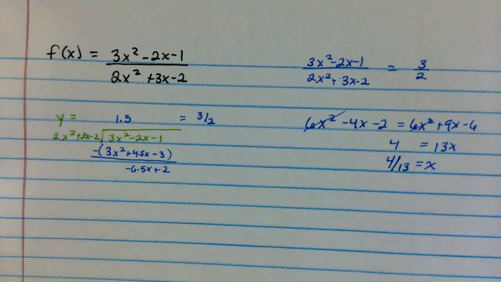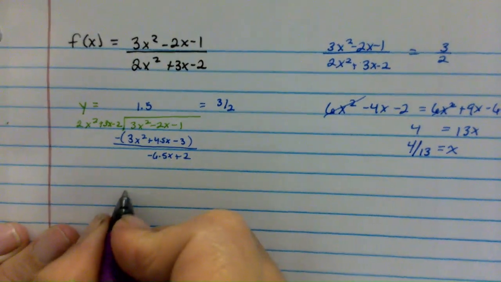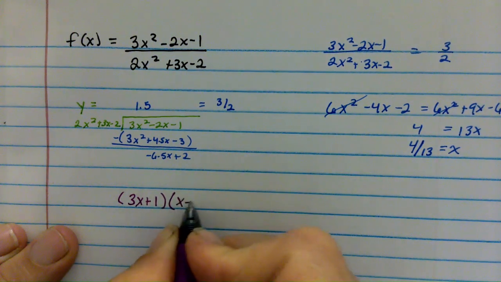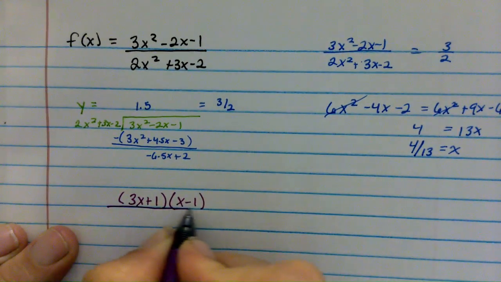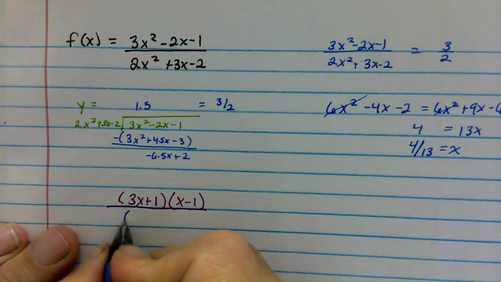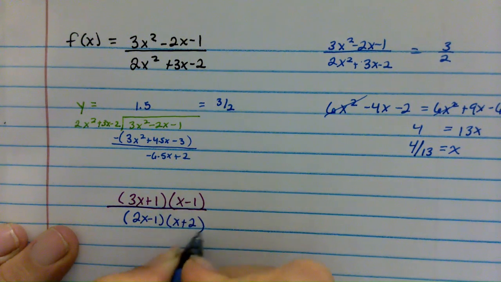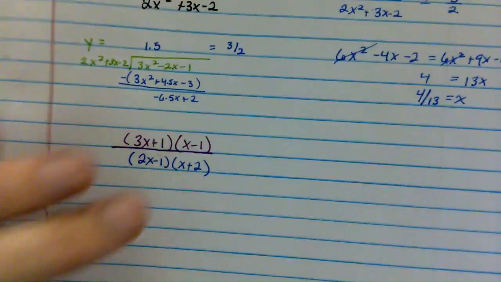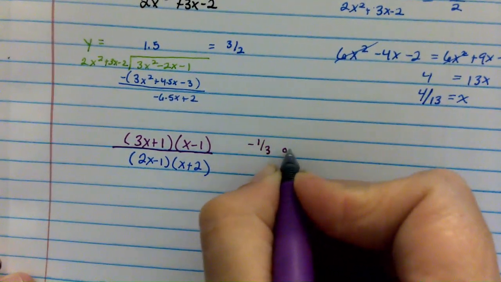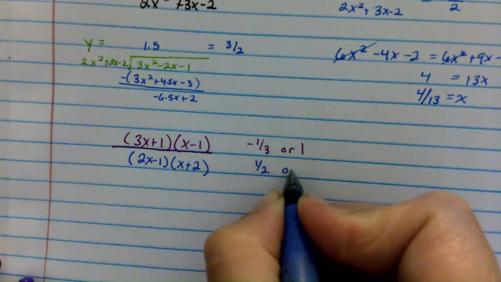Now, if I re-look at this function in factored form, same function, just factored form. And then I'm going to point out the graph so we can see the relationship between everything. Okay, if I look at the zeros from the top, I get negative 1/3 or 1, and from the bottom I see 1/2 or negative 2.